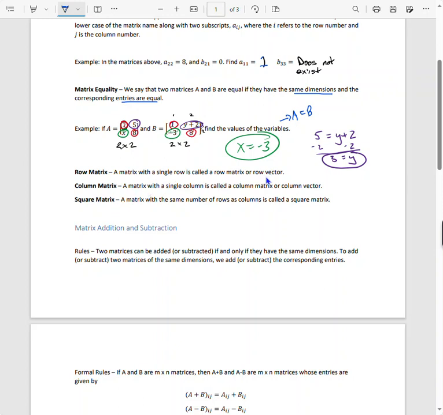A matrix with a single row is called a row matrix or row vector. That's not how it is at all. Let me fix that.